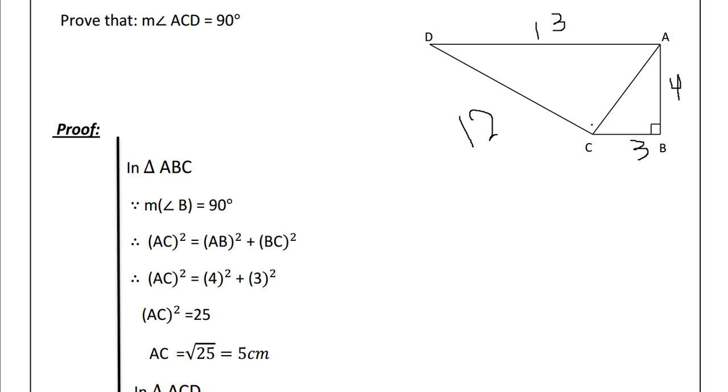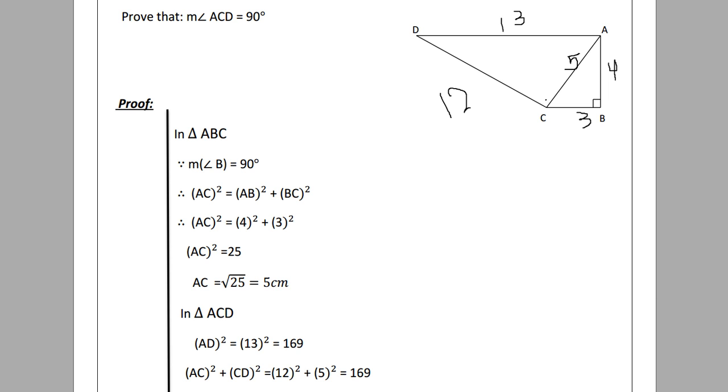So we already have this is 5. In the triangle ADC, what do we have here? We have all the side lengths: the length of DA, the length of AC, the length of DC, 13, 5, 12. So from this given, if we have all the side lengths, can we prove that it is a right angle triangle or not? Yes. How? AD squared is 13 power 2, 169.